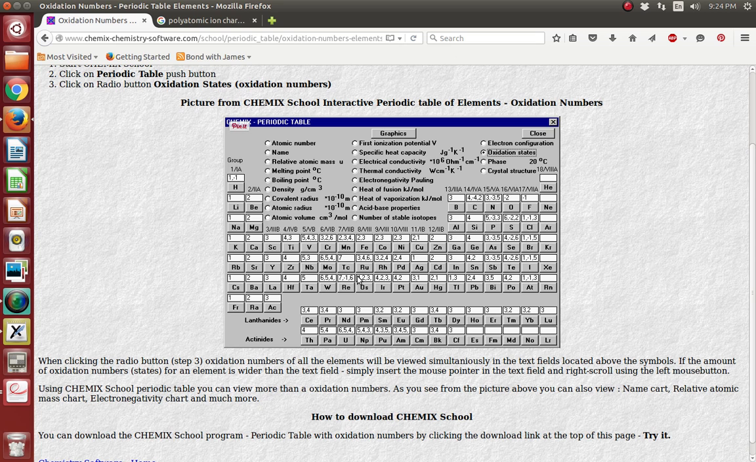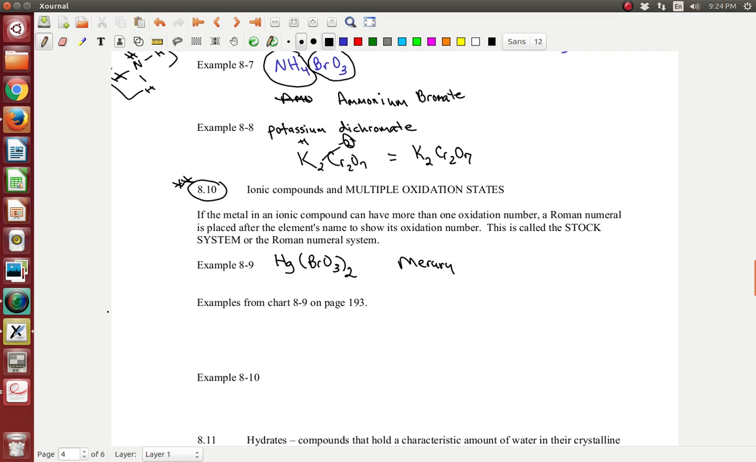There it is, Hg. It could be a +2 or a +1. So I need to be able to tell you in the name which oxidation state I need to use. Am I going to use a +2 or a +1? So I'm going to just write it up here. Mercury could be a +2 or a +1. Which one am I going to use?